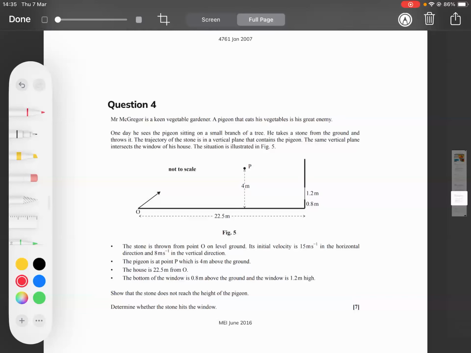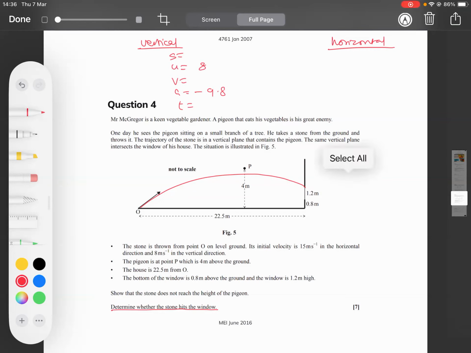So we have to determine whether the stone hits the window, but it's indirectly asking what is the height of the projectile at 22.5 meters down the line. So we can do a horizontal SUVAT first to get the time, and then we can do a vertical SUVAT after. So let's finish it off together. Vertical, I would start with that. SUVAT: minus 9.8, we don't know T, we don't know V. U is 8 and S is what we want to work out, the height of it basically.